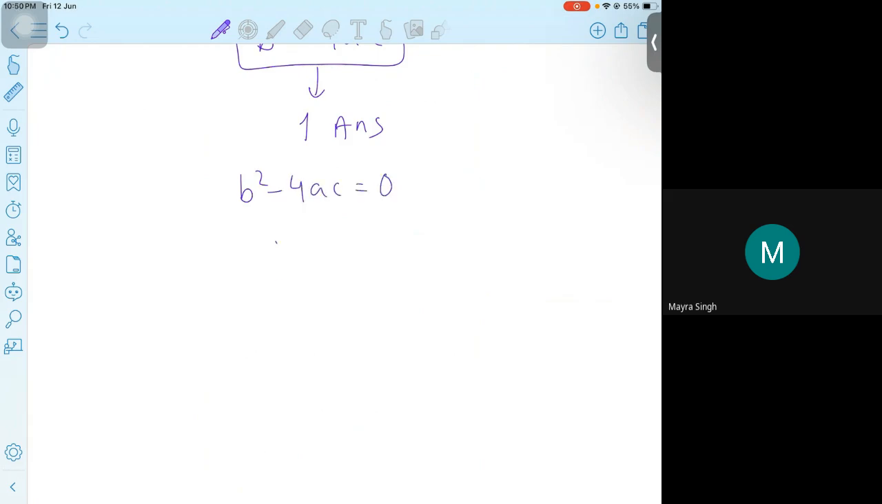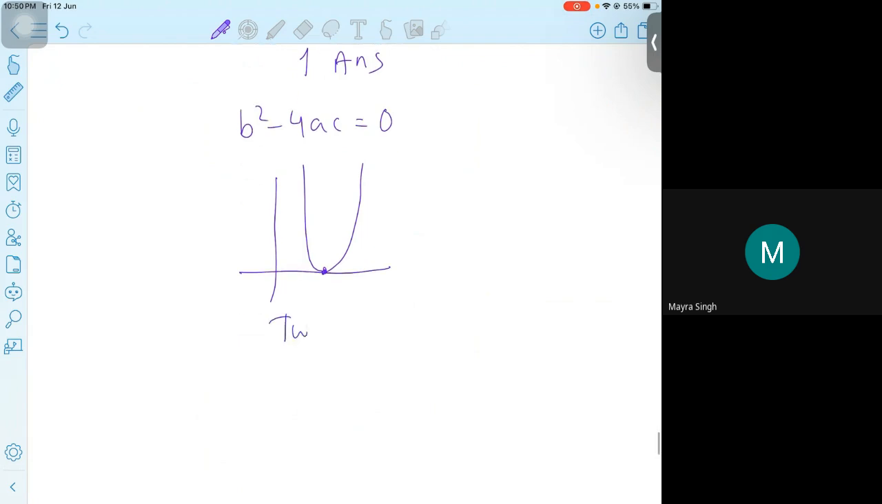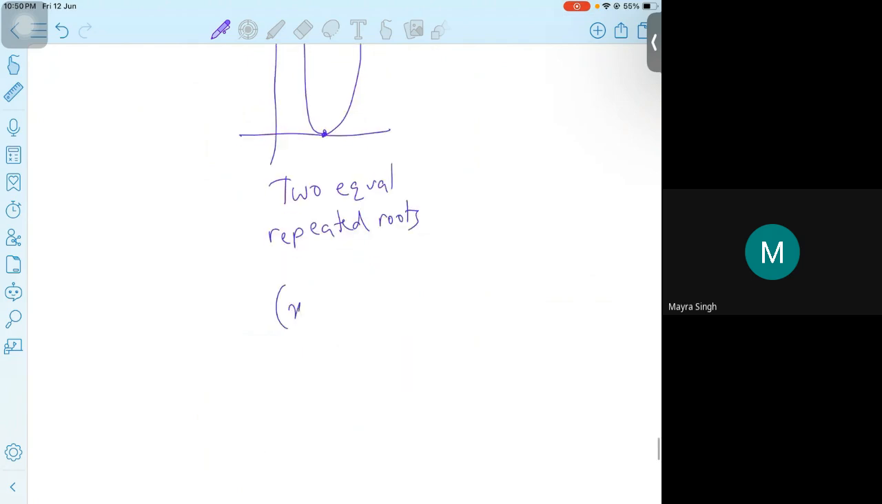And your curve looks something like this, where it only crosses at 1 point. Okay? And we label this as 2 equal repeated roots. Now understand this, that there's still 2 roots here, but they have the exact same value, which is why we act as 1.